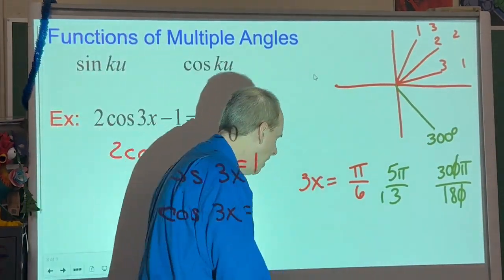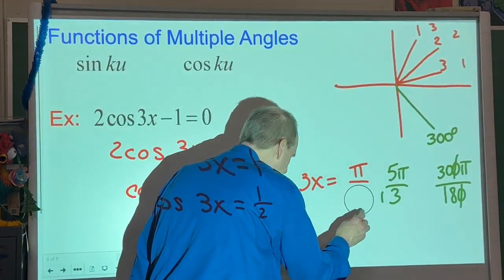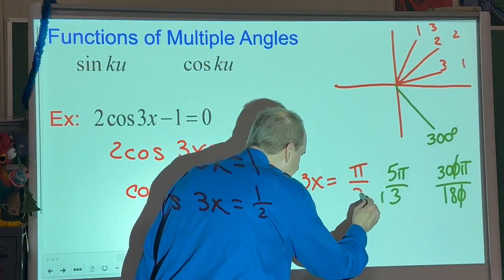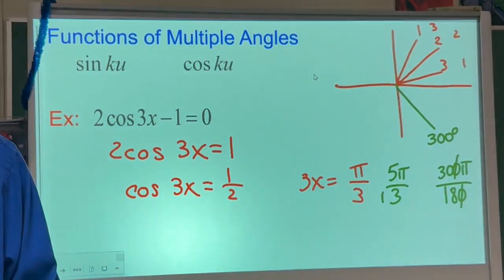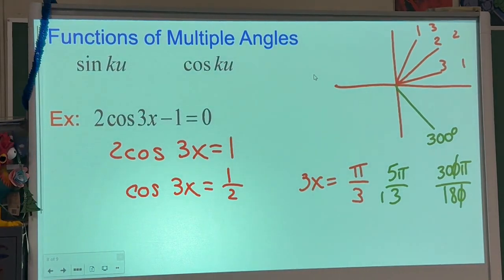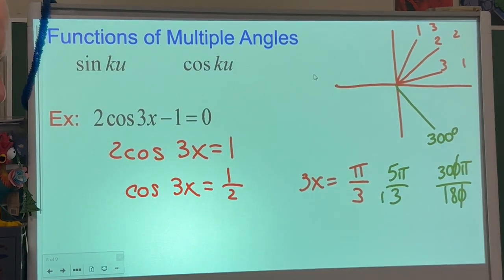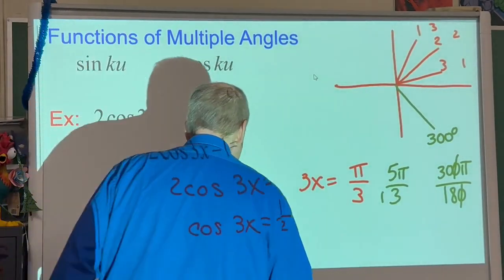I think I wrote pi over 6, and I meant to write pi over 3. I wanted 60 degrees, not 30 degrees. Way to go, Mr. Brown. Hey, what do you want? I'm 82. I finally made a mistake, okay? So that's 3x. Let's generalize them.